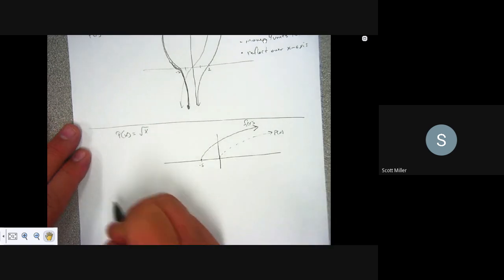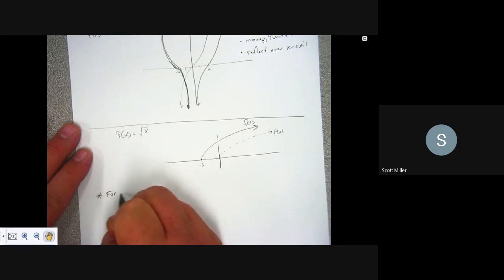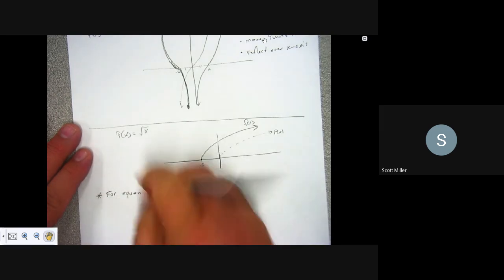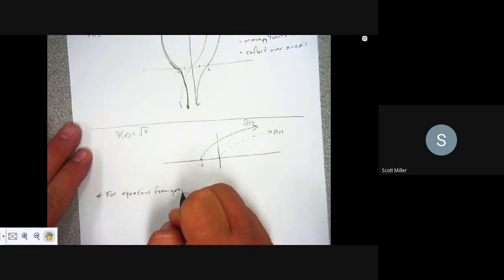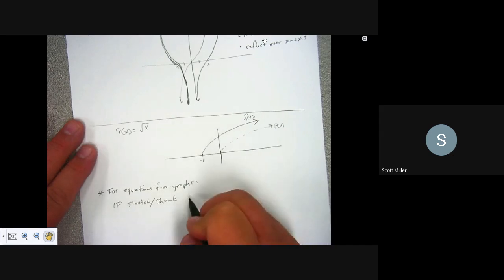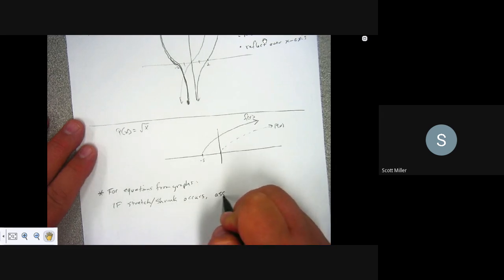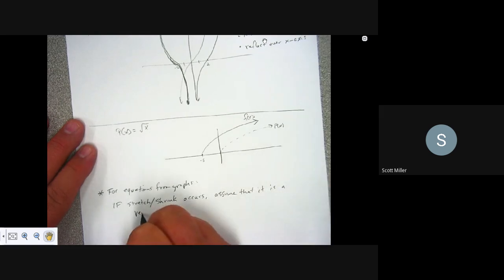But the main one here for equations from graphs, what I want to write down is: if you have a stretch or shrink, so if a stretch or shrink occurs, assume that it is a vertical stretch or shrink.